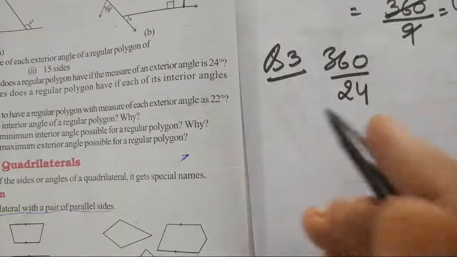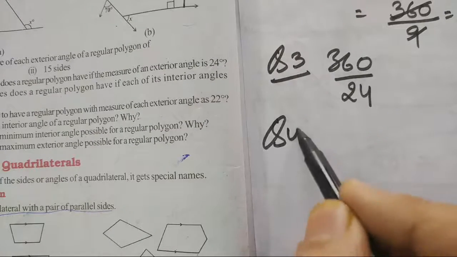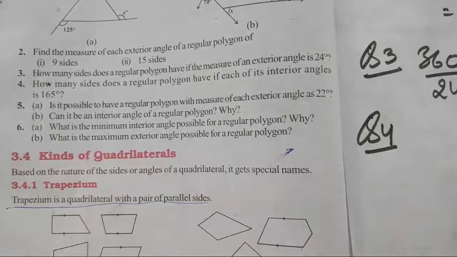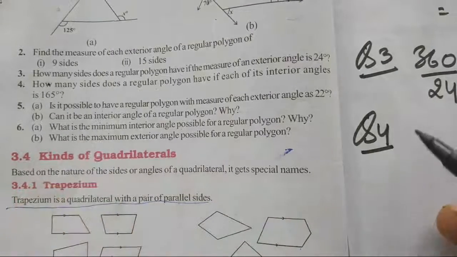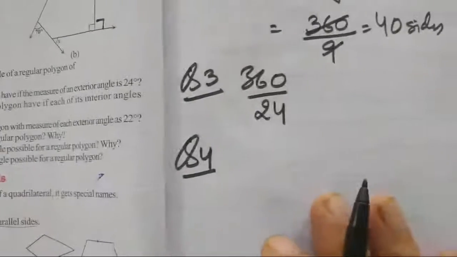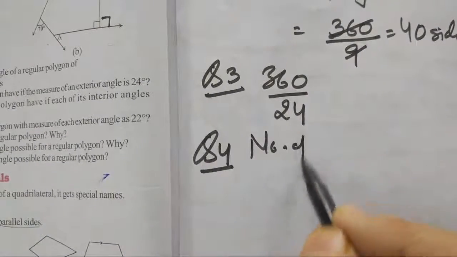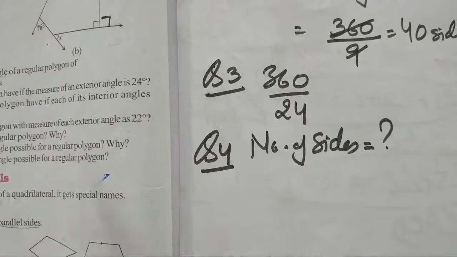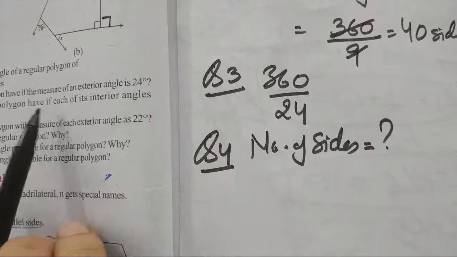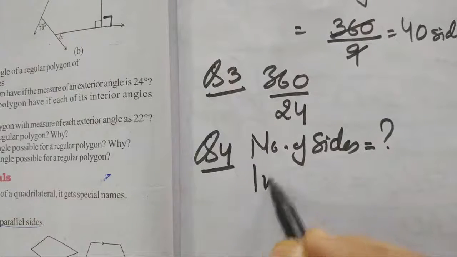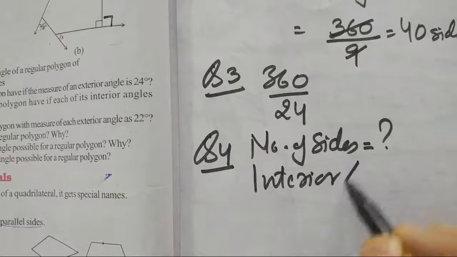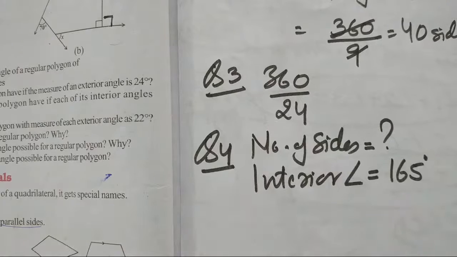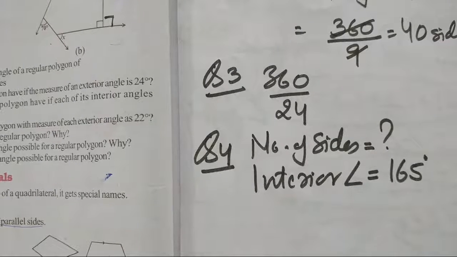Now question number 4 is not very difficult, but it is not given directly. In question number 4, how many sides? So you have to find the number of sides. How many sides does a regular polygon have if each of its interior angles is 165? You have to find the number of sides.